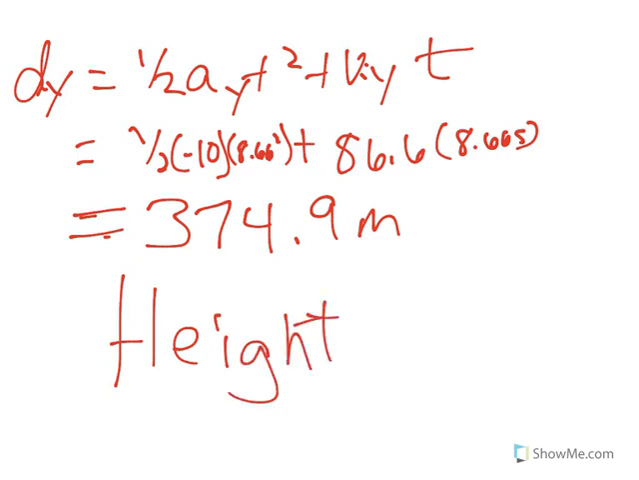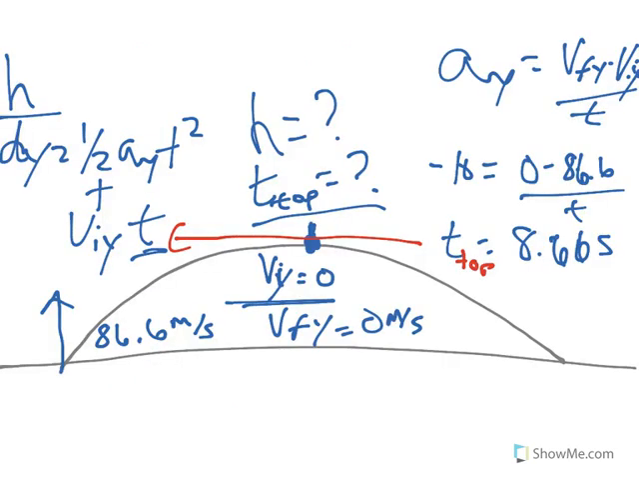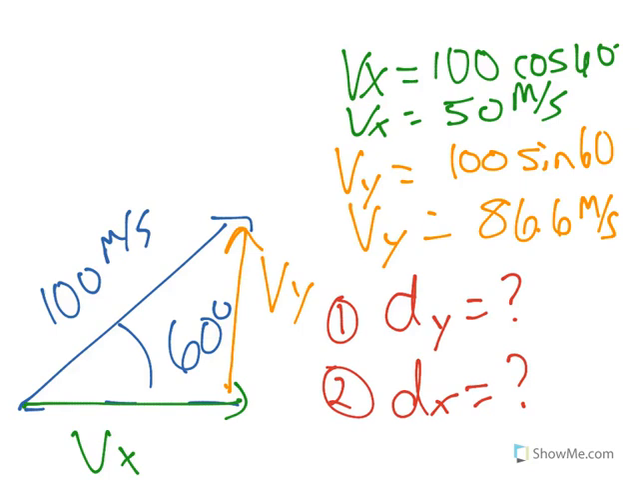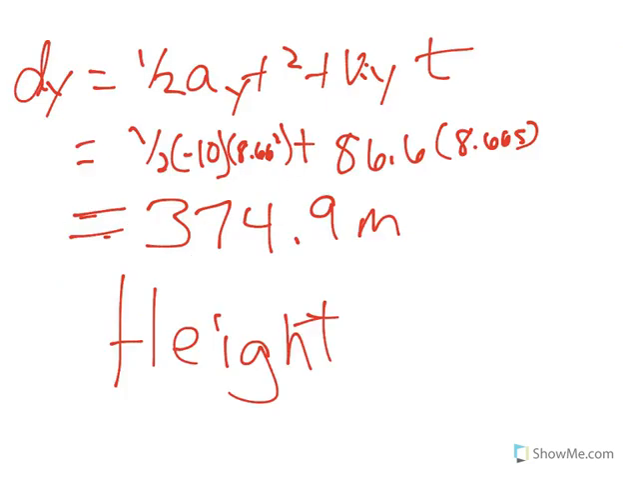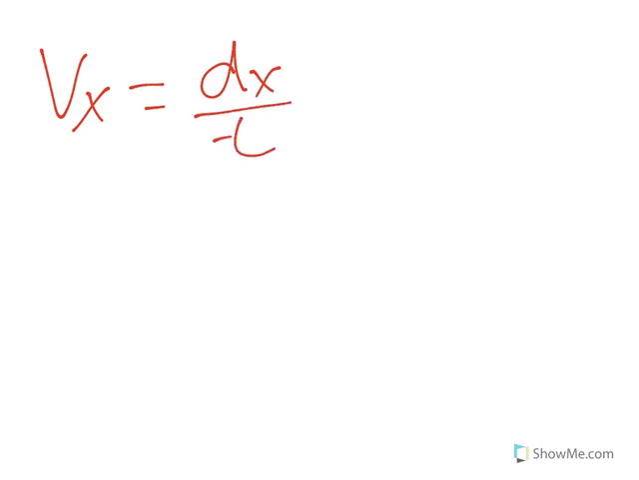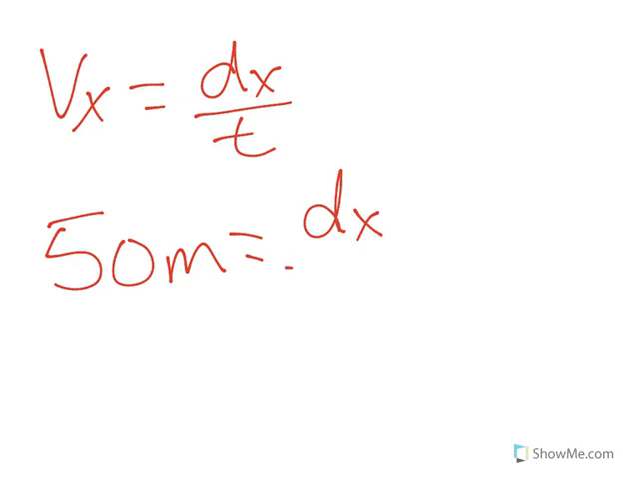Okay, so we've got the height, which is 375 meters. Now I've got to figure out the distance in the x. We know that the velocity in the x is 50 meters per second, and we know that the formula for the distance in the x, the only formula we can use, is Vx equals dx over t. So it's convenient to know this is 50.